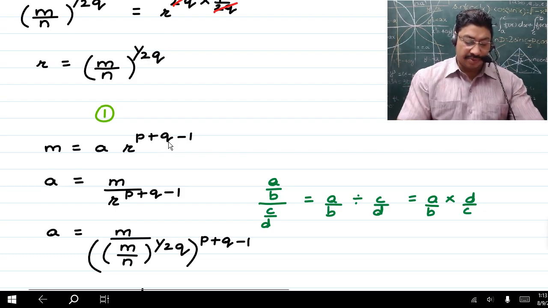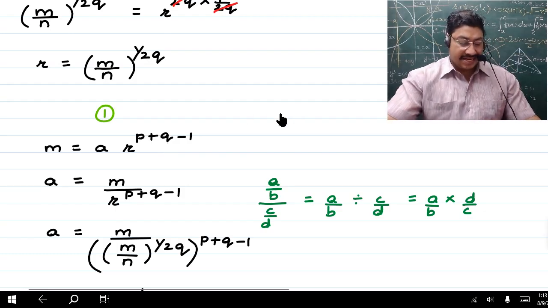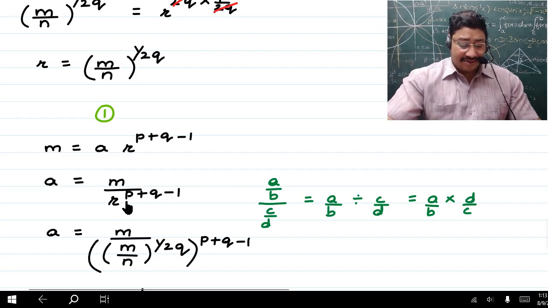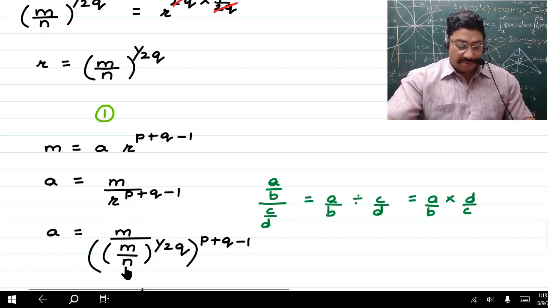Now further here, we can make a the subject of the equation by dividing this m by this power of r. So as such, we will cross multiply this and make a the subject of the equation. So now we have a equal to m, which is divided by r raised to the power p plus q minus 1. But remember, we have the value of r to be m upon n whole raised to the power 1 upon 2q, that we are going to substitute here. So in place of r, now we have m upon n raised to the power 1 upon 2q and its whole power as it is p plus q minus 1. That is what we will write here.